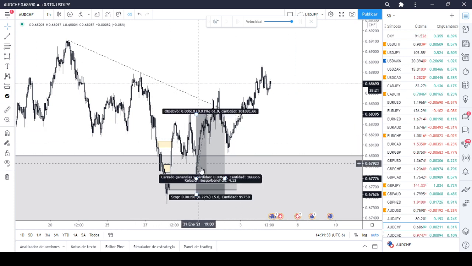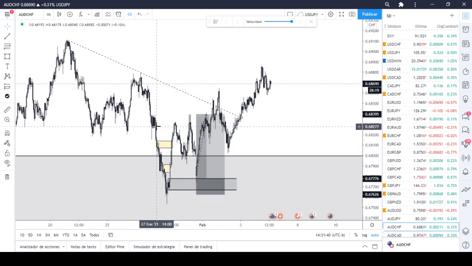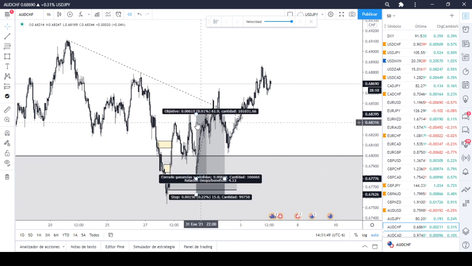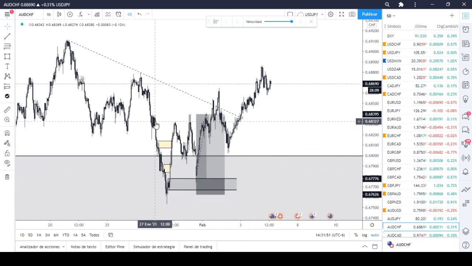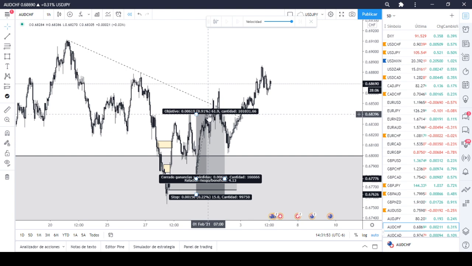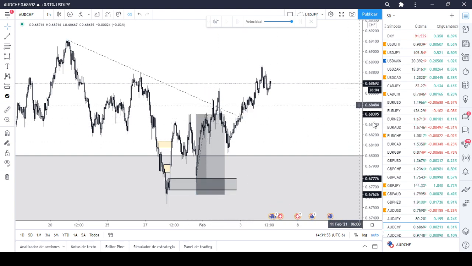For instance, when I place a buy, the first opposing zone was this one. These levels here were taken out, so I just don't care about them anymore because they were removed. But the last opposing zone was here. All right, so that's where the price went.